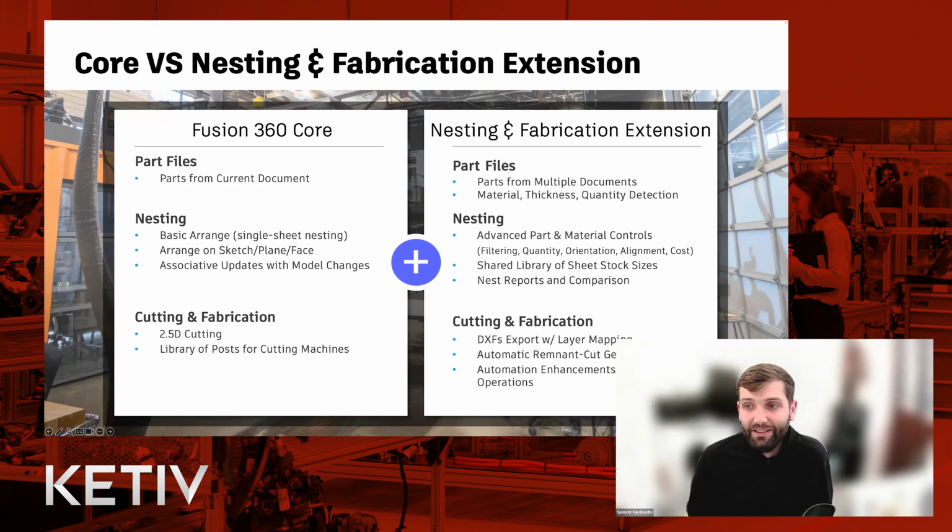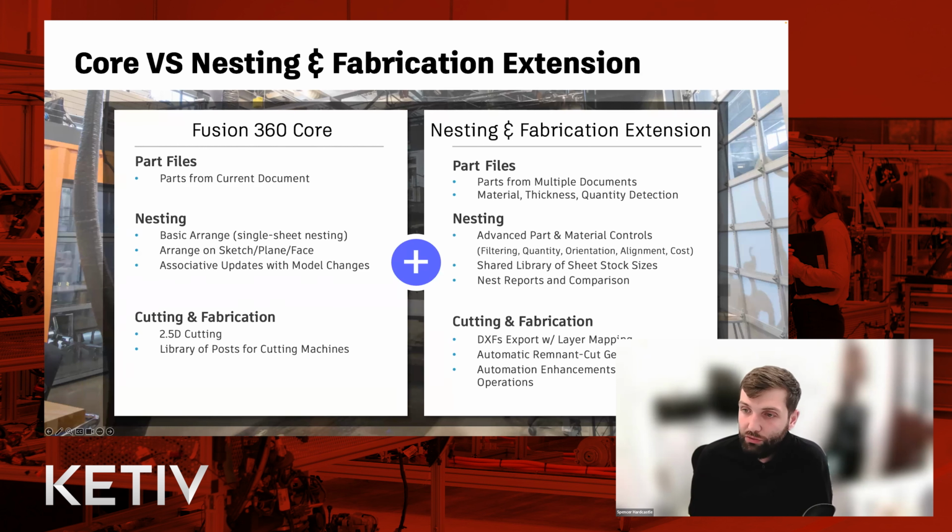Now, when it comes to nesting, the Nesting and Fabrication extension allows for advanced part and material controls. So things like controlling the orientation in a little bit more detail. With the core offering, it's going to be the polar orientations: 0, 90, 180, 270. With the Nesting and Fabrication extension, you can unlock it down to a single degree, 360 degrees of fluid orientation control, if that's where you want to go.